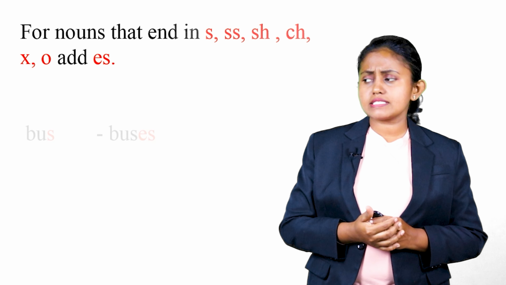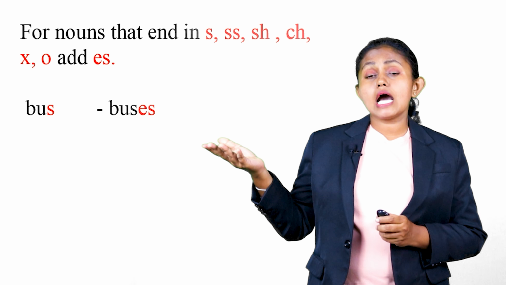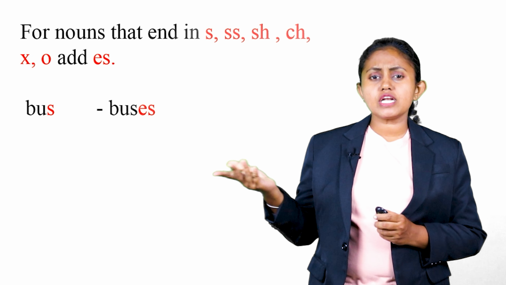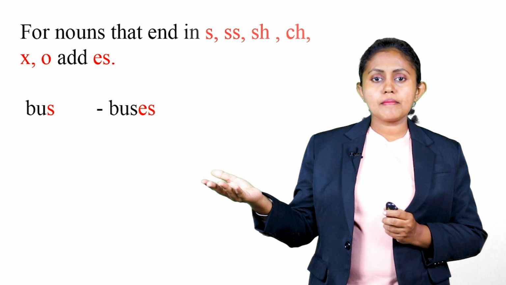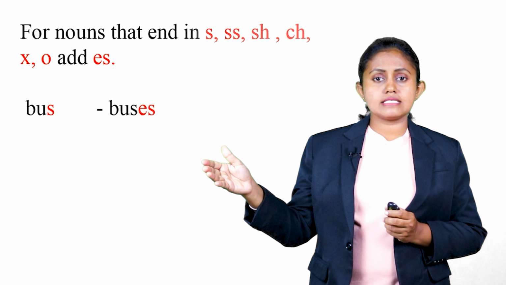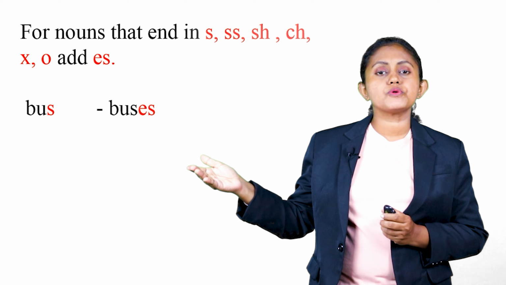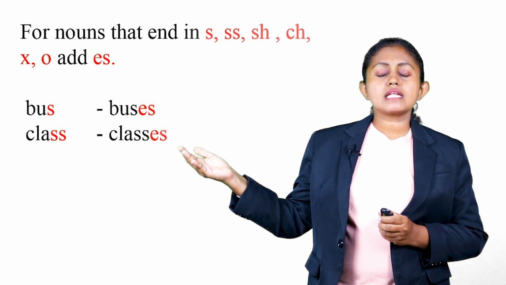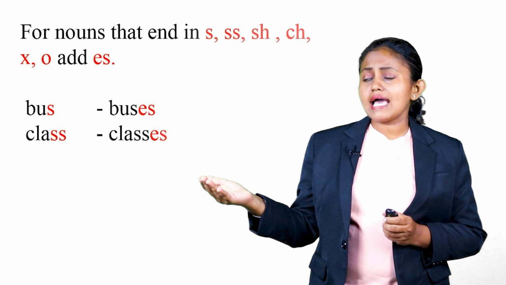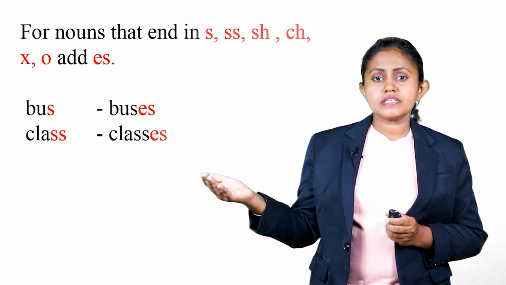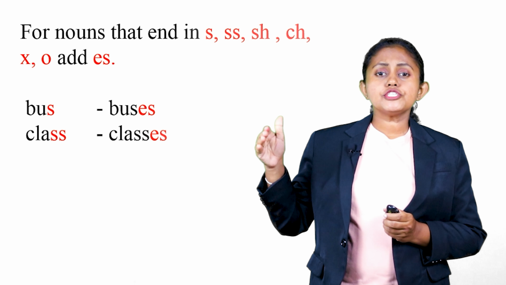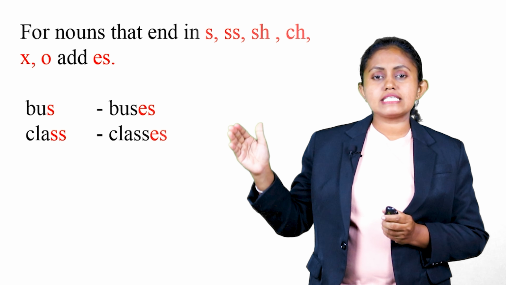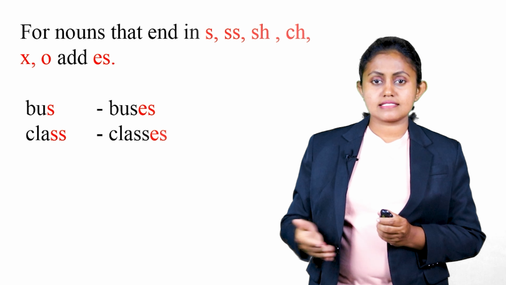Let's see some examples. Bus. The noun bus ends in letter s, so you have to add es to make the plural of this noun. Bus becomes buses. So, bus is the singular noun and buses is the plural noun. Next example. Class becomes classes. The noun class ends in ss. So, to make the plural of that noun, you can add es at the end of that noun. So, the singular noun is class and the plural noun is classes.